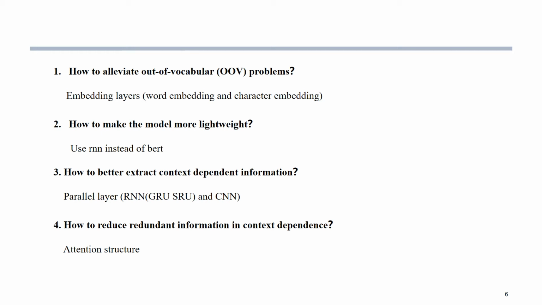The third question is how to better extract context-dependent information. We use the CNN to extract local dependencies information and RN to extract long-distance dependencies. And finally, we merge these two parts of the information through the attention module. In this way, we can get more comprehensive context information.